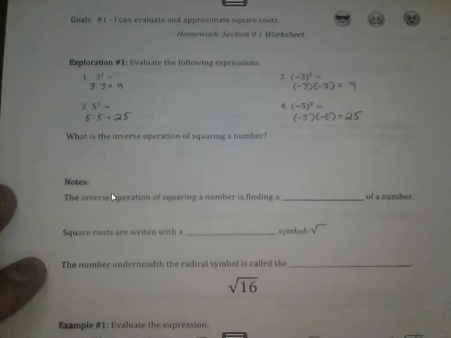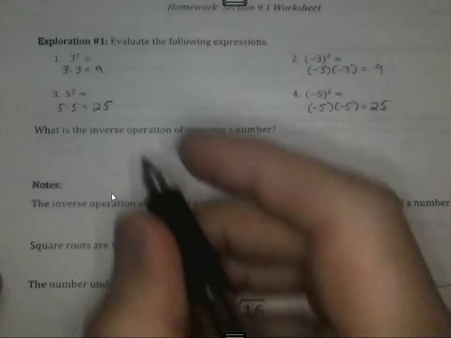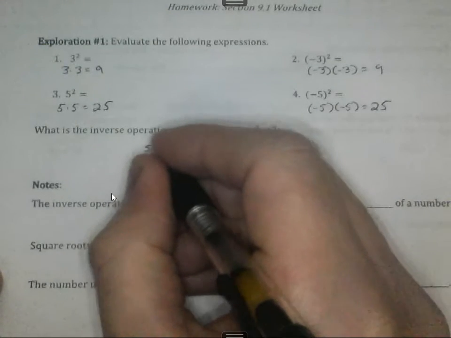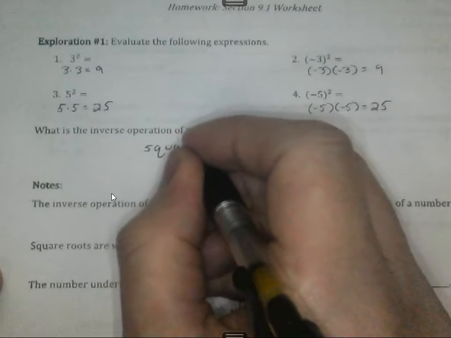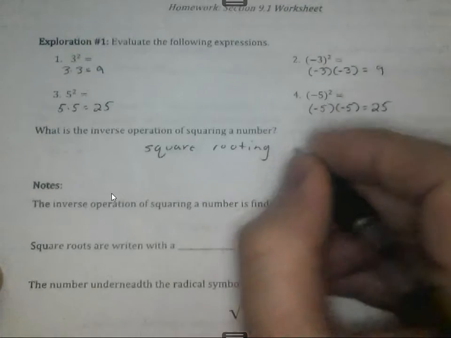Then it says, what is the inverse operation of squaring a number? The inverse operation for squaring a number is when we have the square rooting a number.